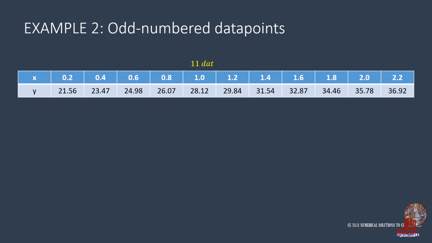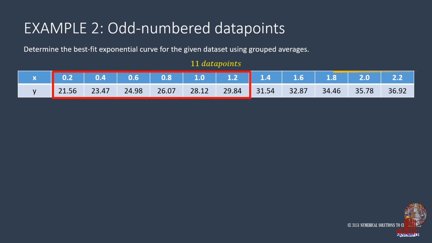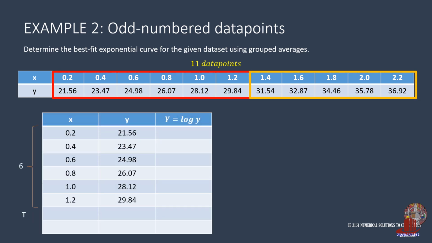The second example has 11 data points, where the first group will have 6 points and the rest go to the second group. The first group of 6 coordinates contains x of 0.2 to x of 1.2, which when added all together give 4.2, and when divided by 6 will give the average of 0.7.